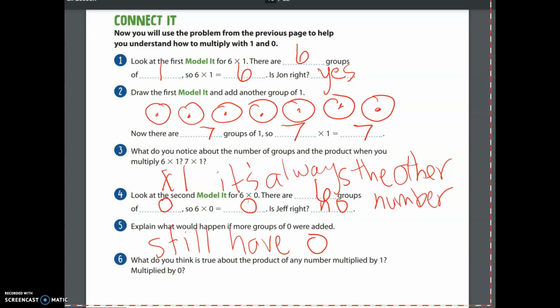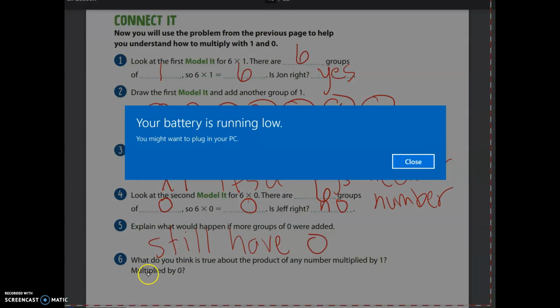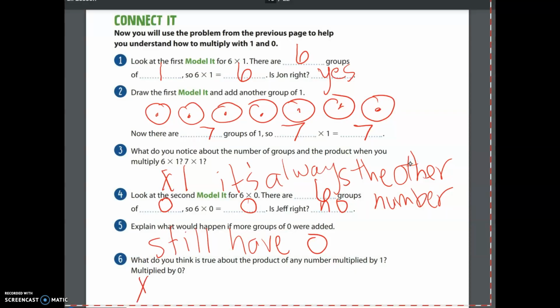So what do you think is true about the product multiplied by a 1 or multiplied by a 0? So if it's multiplied by a 1, then your answer is going to be the other number. And if it's multiplied by 0, your answer will always be 0.